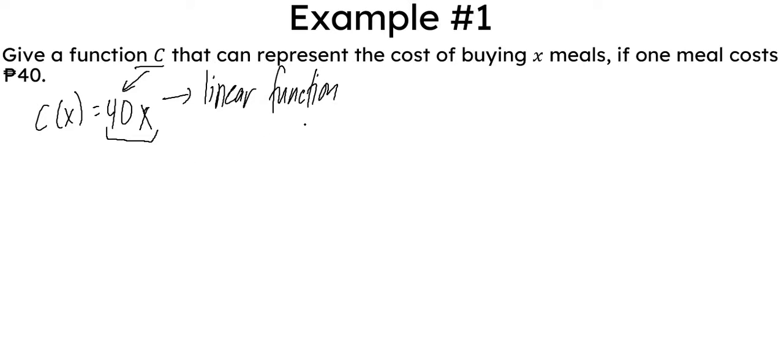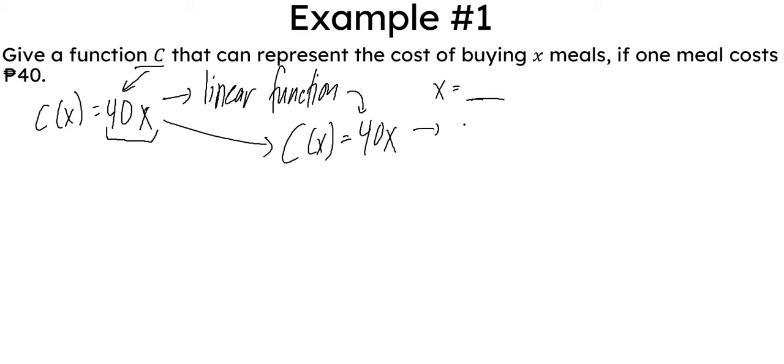Because knowing that the function c of x, let's just transfer it here, equals 40x, we can now have x as any number that we would like it to be. Why? Because if you remember, the domain of this would be the set of all real numbers. However, though, we can't have negative 2 meals. That is not actually real.